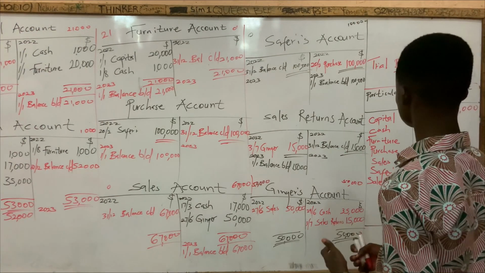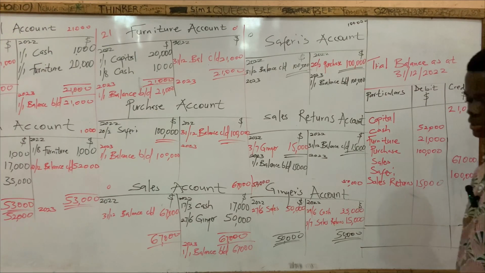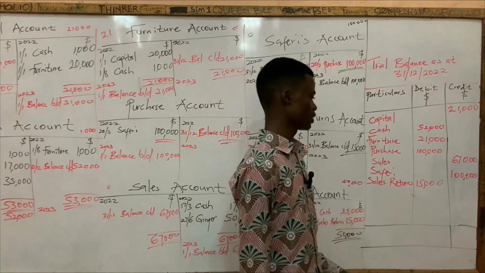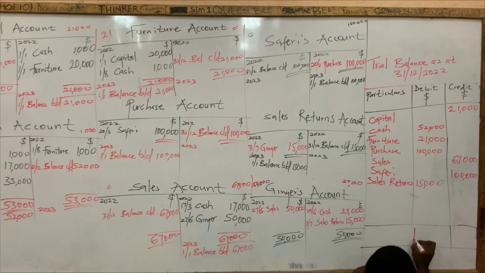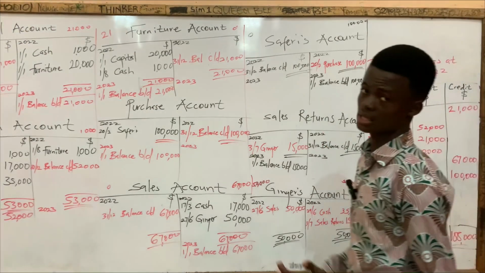So after this, we need to sum up all the debit entries and sum up all the credit ones to see if the total of the debit will agree with the total of the credit. In summing up the debit entries of the trial balance, we had $188,000, and the credit side also gave us $188,000. So we are done. Since the debit entries of the trial balance agree with the credit entries, it means that our bookkeeping is accurate.